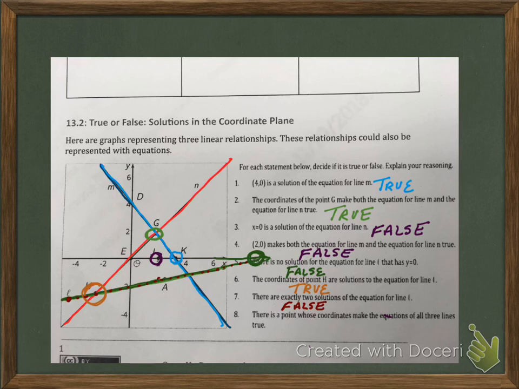And then number 8, there's a point whose coordinates make the equations of all 3 lines true. Is there an ordered pair that could make all 3 lines true at once? And that is false. That would only work if all 3 lines crossed at the same point, which they don't.